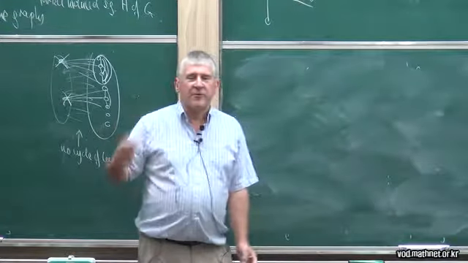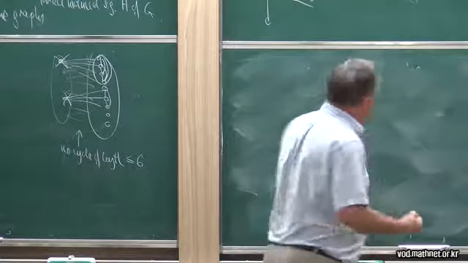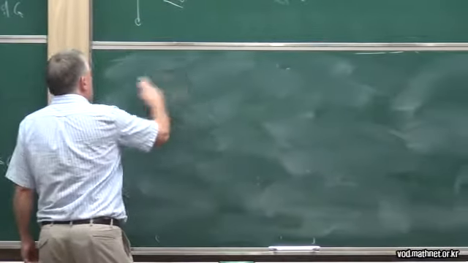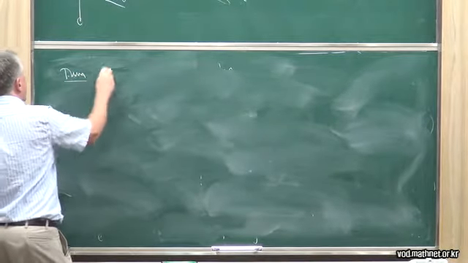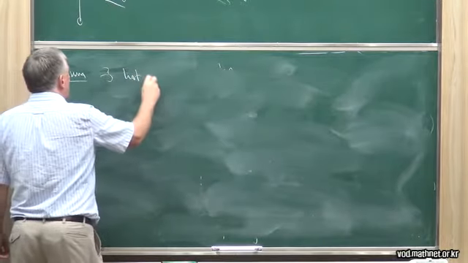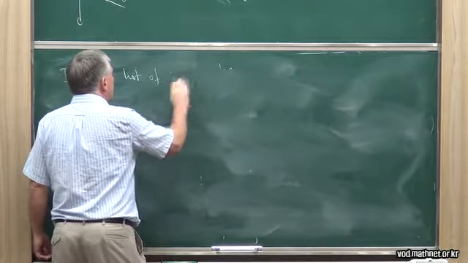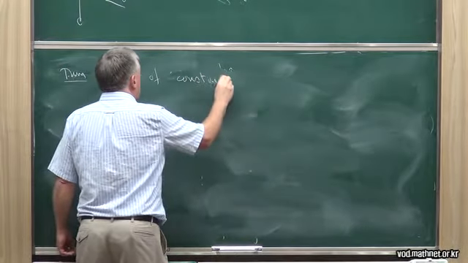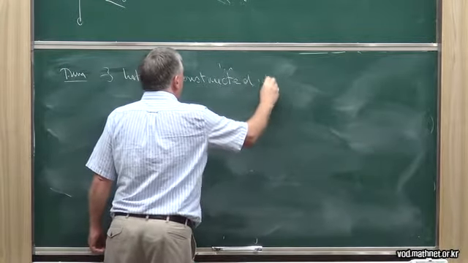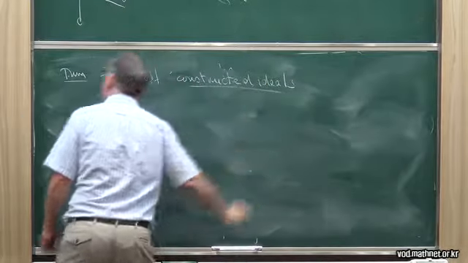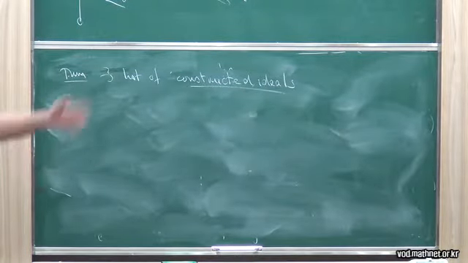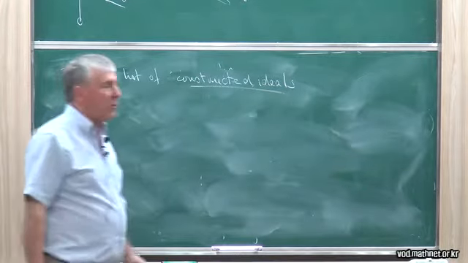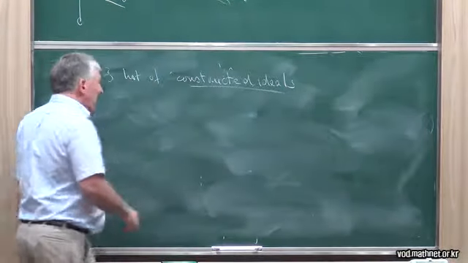The difference between induced subgraphs and minors is, well, one important difference is the following. There is a list of constructed ideals, I mean ideals with this kind of description: the set of all graphs you can build by doing some operations.